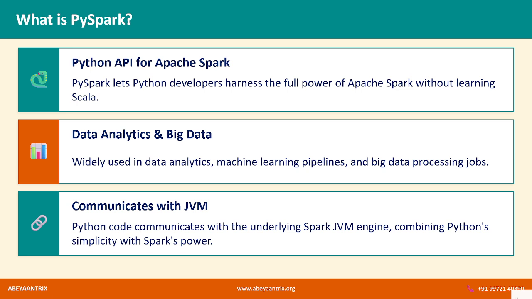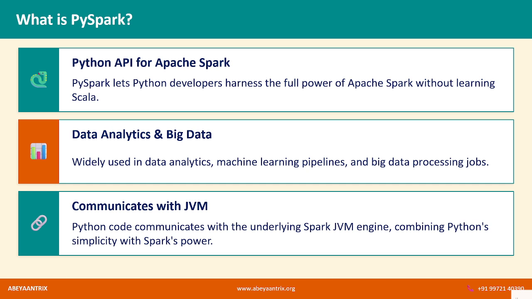Now coming to PySpark. PySpark is nothing but the Python API for Apache Spark. It lets Python developers use the power of Apache Spark. If you want to use Apache Spark, you cannot directly use it; you need some API for that. That API is given by PySpark. So PySpark is the Python API which allows you to work with Apache Spark.